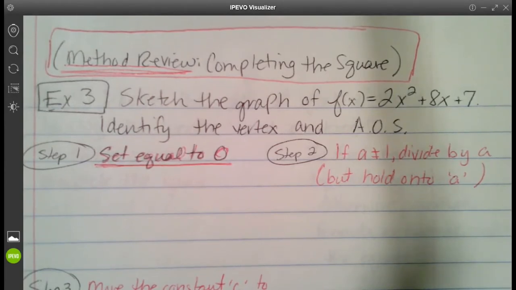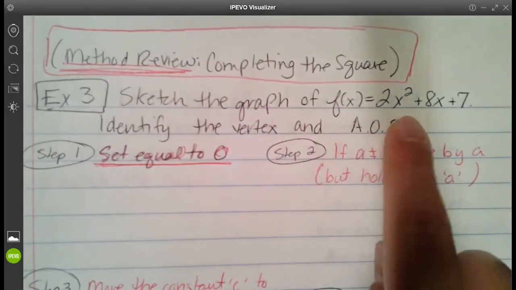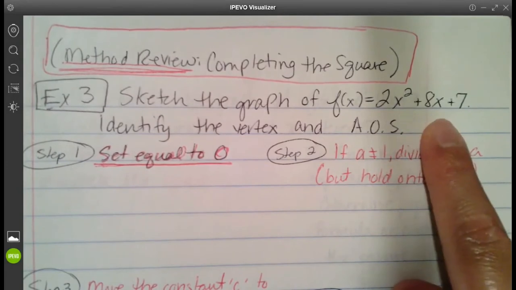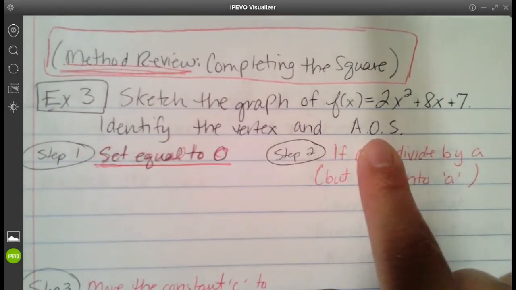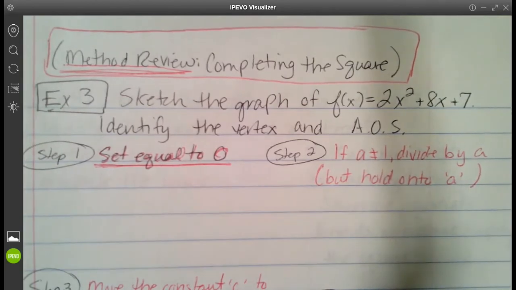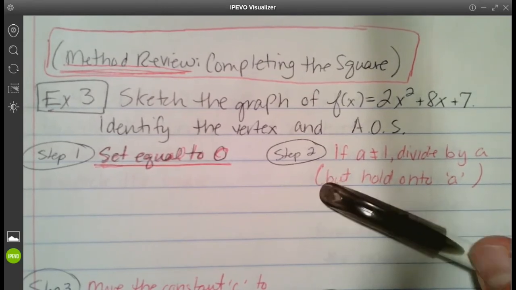This problem is asking us to sketch the graph of this function, f of x equals 2x squared plus 8x plus 7. We have to identify the vertex and the axis of symmetry. Now, if you had a calculator, we could do this no problem. You could just graph it and trace it, right? But we're going to do it by hand because that is what I'm going to require you to do.